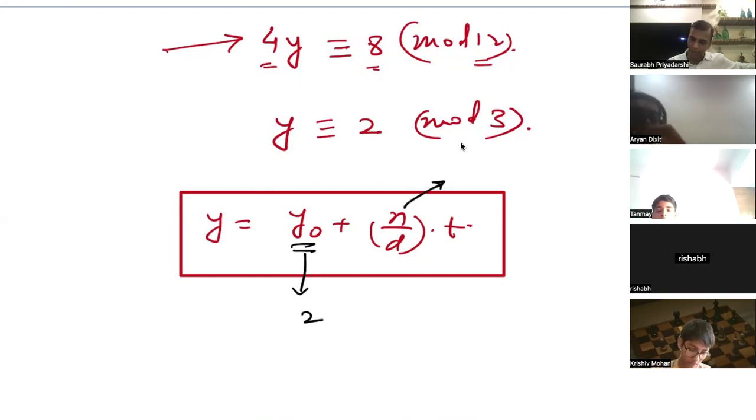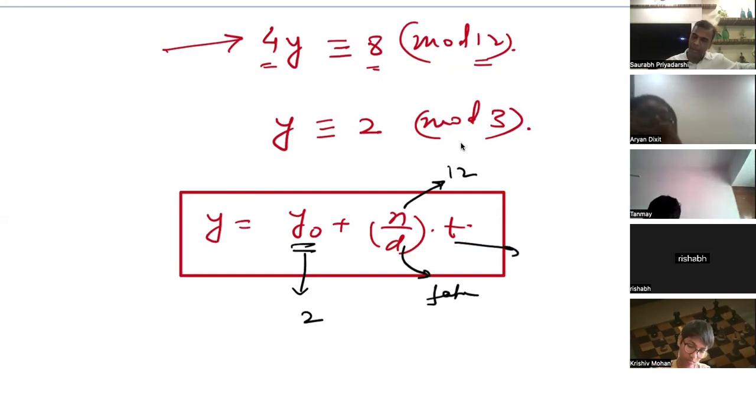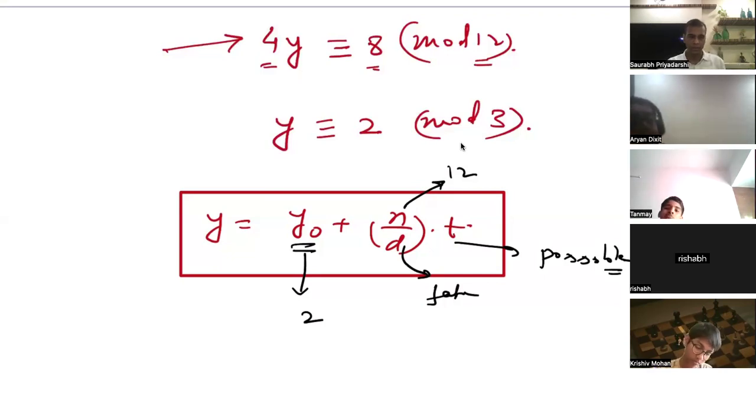What is n? What is d? The factors. And t, the possible values. Here you have to put 0 and 1 on that. Is this okay? Okay, everyone. Right?